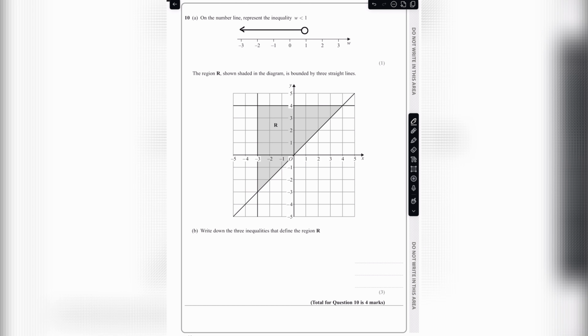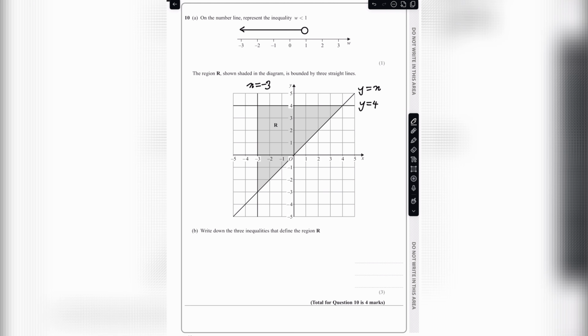In the second part of this question, we are told that the region R shown shaded in the diagram is bounded by 3 straight lines. Write down the 3 inequalities that define the region R. So the first thing we need to do is write the equations of all the straight lines. So we're going to start with the first horizontal line at the top, and that is simply the equation y equals 4. Our diagonal that goes through the origin is y equals x, and the vertical line on the left is x equals -3.